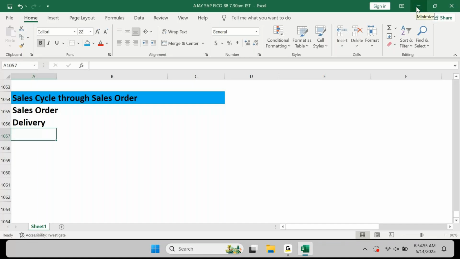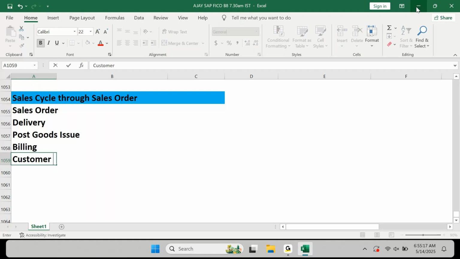Based on the sales order, you will make a delivery. And based on the delivery, what will you do? Post goods issue, PGI. And according to this, billing. After billing, invoice. Billing itself is invoice. After that, you will collect payment from the customer. Then you will perform bank reconciliation. Is this right?